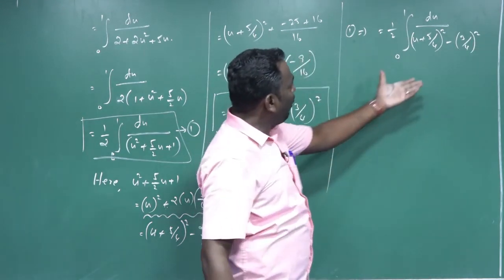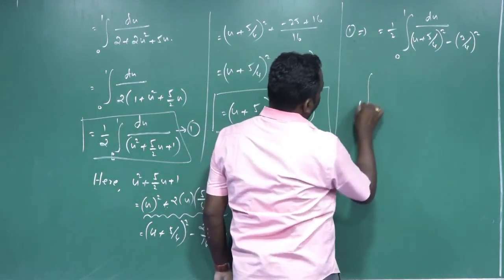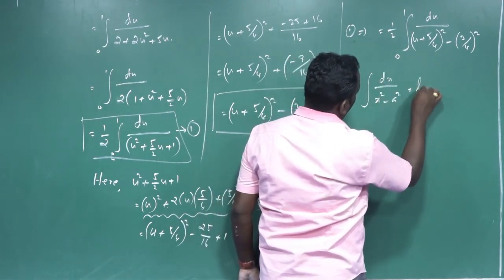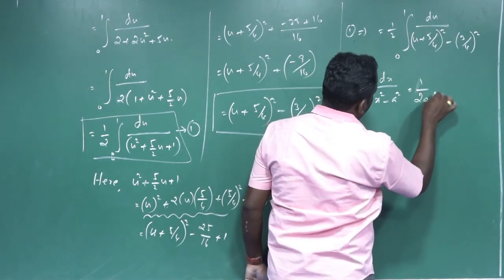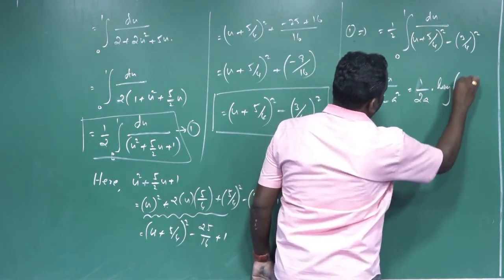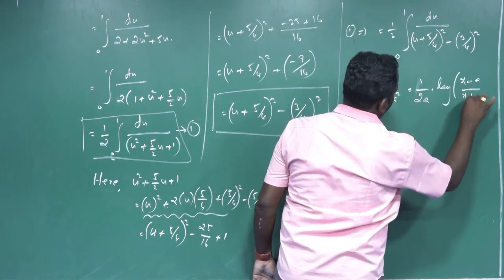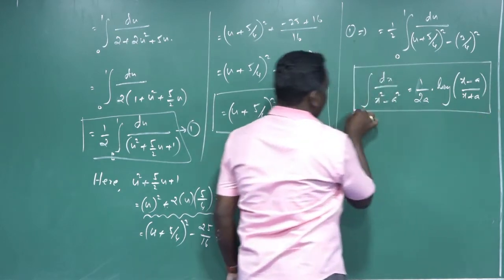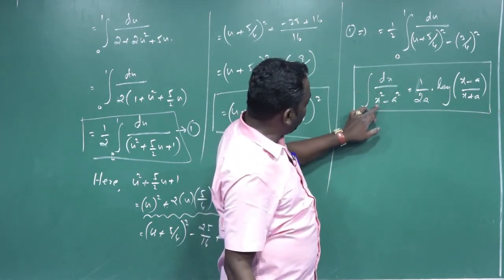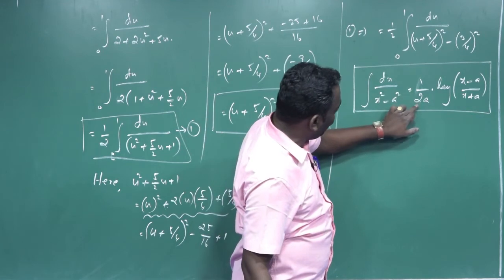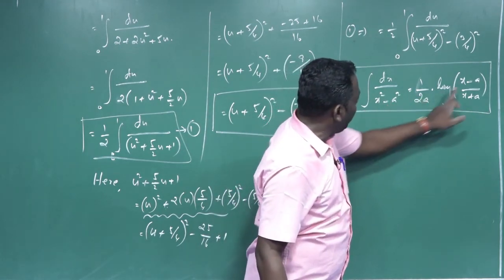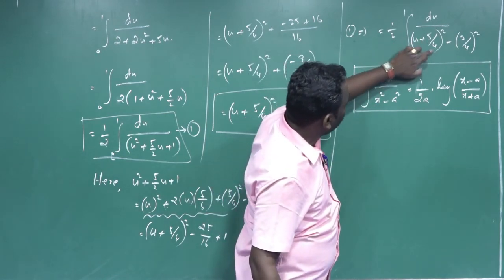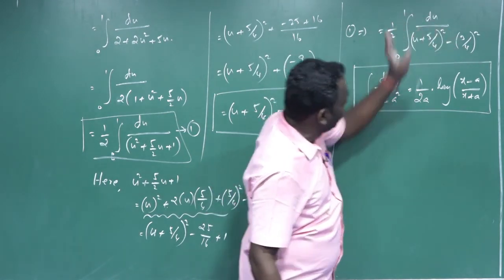Now we have the formula for this integration, the integral of dx by x² minus a², which is equal to 1/(2a) times log of (x minus a)/(x plus a). Applying this integral formula: integral dx by x² minus a² equals 1/(2a) times log of (x minus a)/(x plus a). Here x equals u + 5/4, and a equals 3/4.